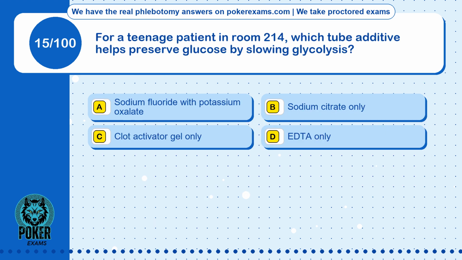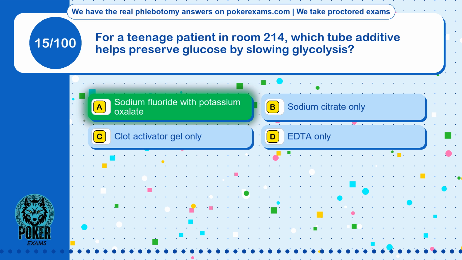Question 15. For a teenage patient in room 214, which tube additive helps preserve glucose by slowing glycolysis? Option A, sodium fluoride with potassium oxalate. Option B, sodium citrate only. Option C, clot activator gel only. Option D, EDTA only. The correct answer is option A.